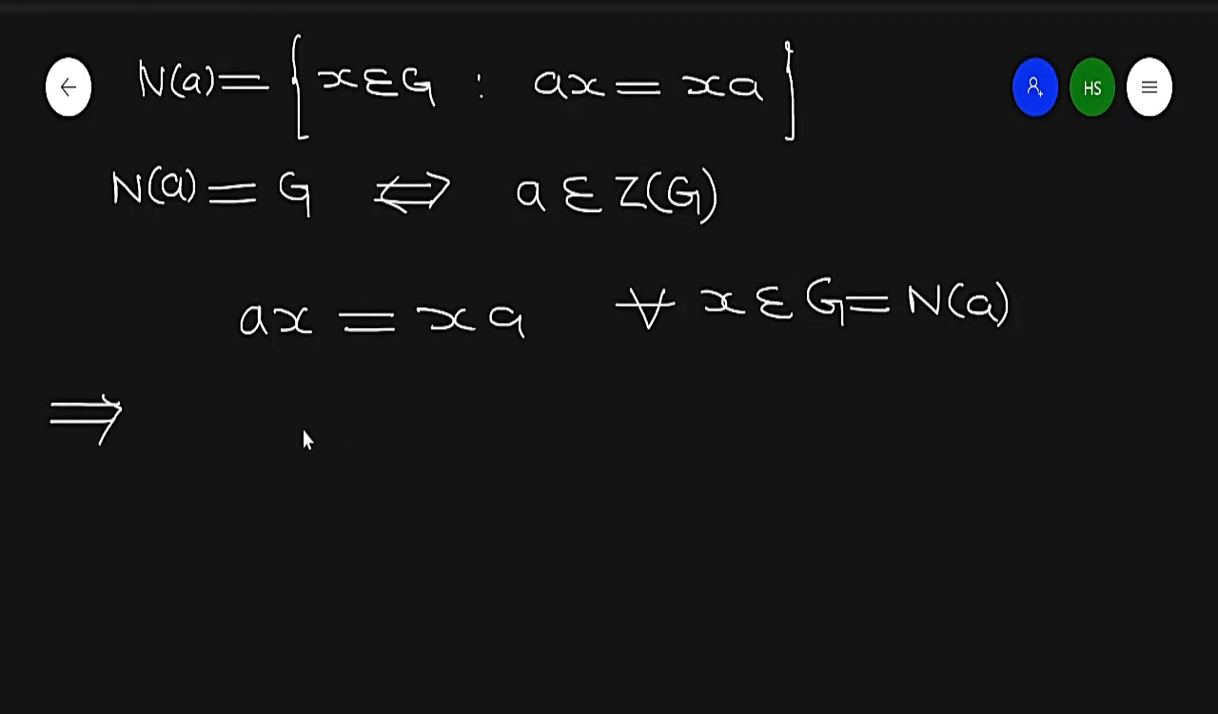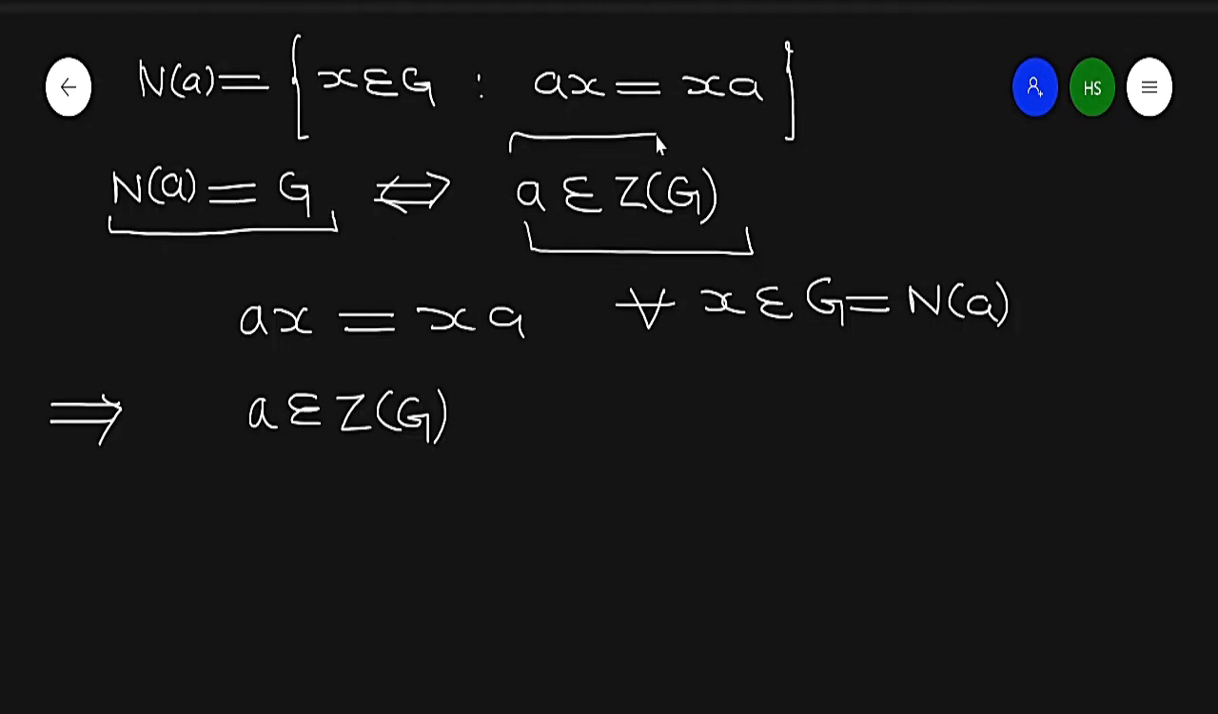It means this A commutes with every element of G. If A commutes with every element of G, then A belongs to the center of G. So that is my result. So if N(A) equals G, then A belongs to the center of G. If A belongs to the center of G, then N(A) equals G. So this is my result.